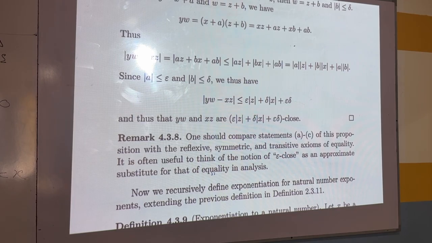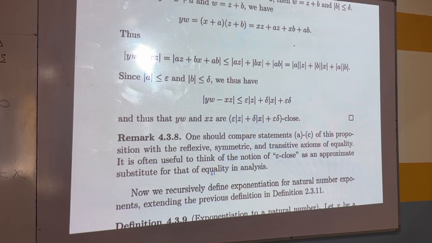One should compare statements A to C of this proposition with the reflexive, symmetric and transitive axioms of equality. It is often useful to think of the notion of epsilon close as an approximate substitute for that of equality in analysis. So now, first time I guess he brought the word analysis, no? So anyway, after how many chapters? 4 chapters. One more chapter to go.